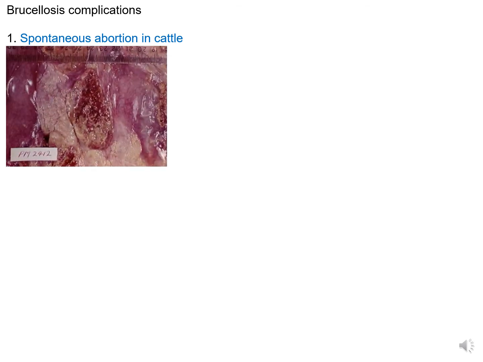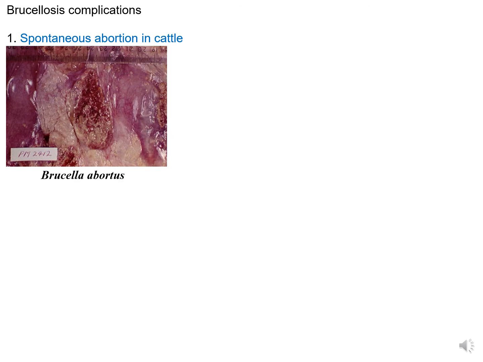Complications of brucellosis are the following. If we're talking about cattle, Brucella abortus will cause spontaneous abortion in the cows because it grows on the placenta, and when it does that, it damages it to the point where the oxygen and nutrients can't be transported across, leading to the death of the fetus. So it will be aborted.